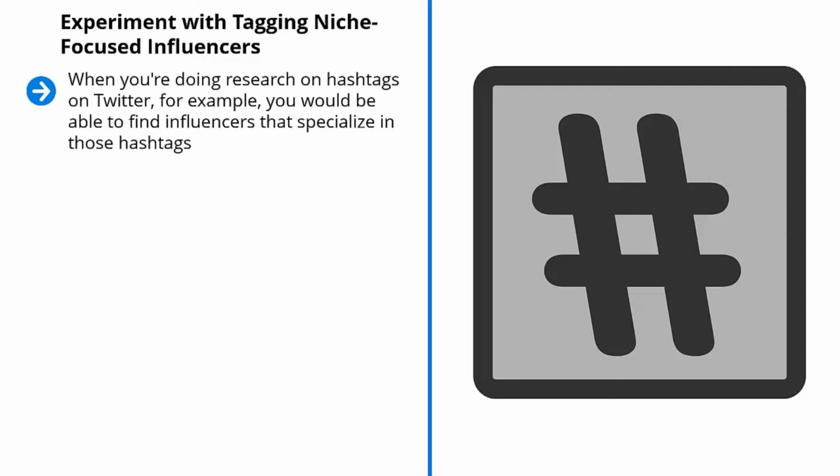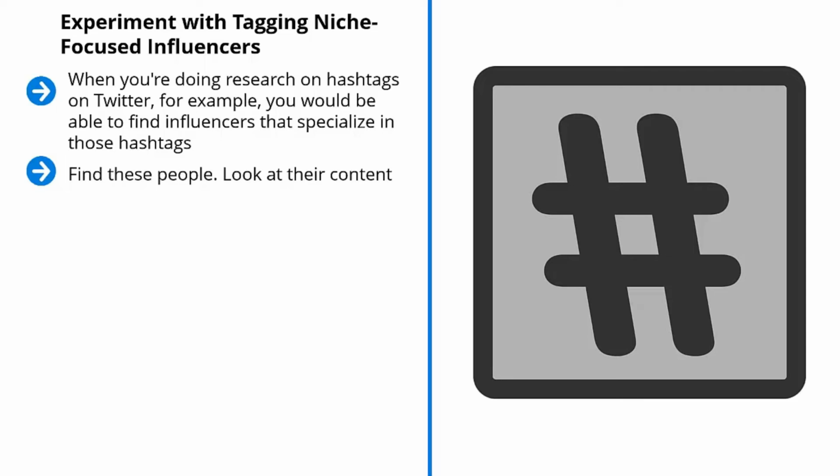Experiment with tagging niche-focused influencers. When you're doing research on hashtags on Twitter, for example, you would be able to find influencers that specialize in those hashtags. These people just love to post content related to certain topics. They use a narrow range of hashtags every time they post. It seems that's all they focus on. Find these people.